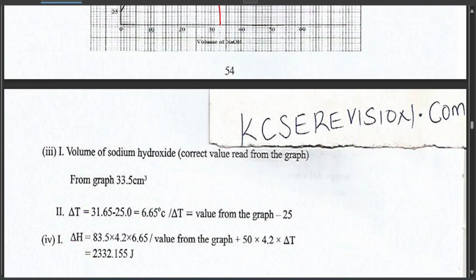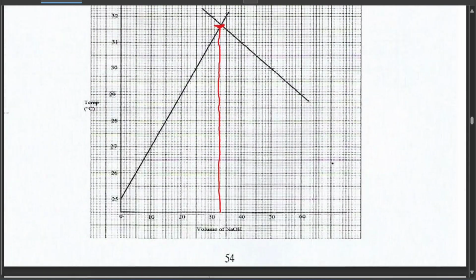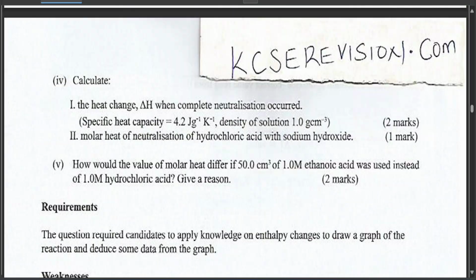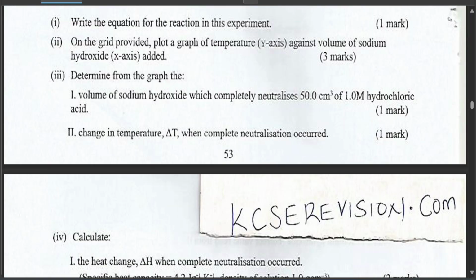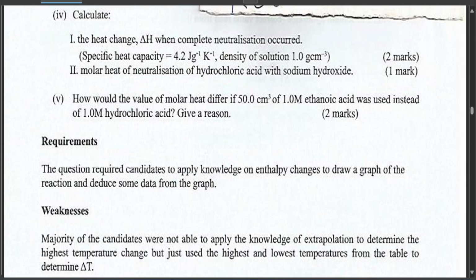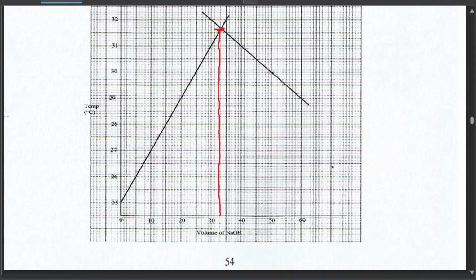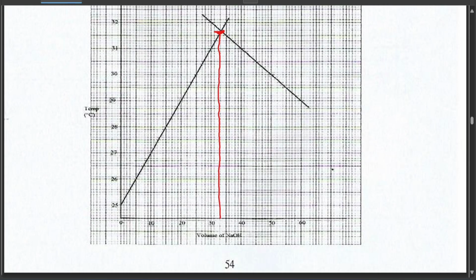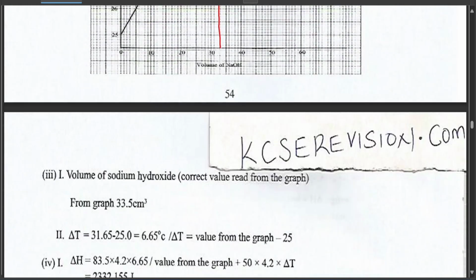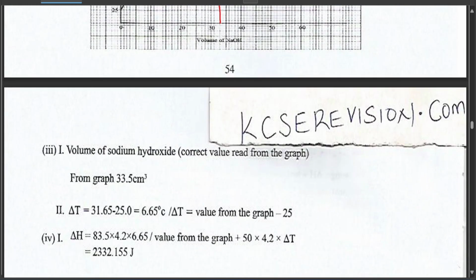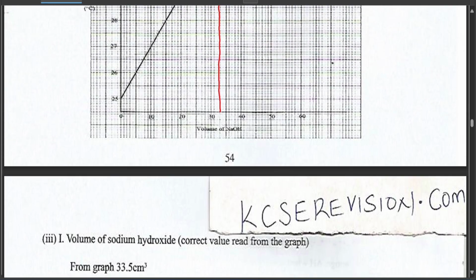And then the other question was asking you about the change in temperature when complete neutralization occurred. So you tend to take the highest minus the lowest. The highest from the graph was 31.65 minus the lowest being 25.